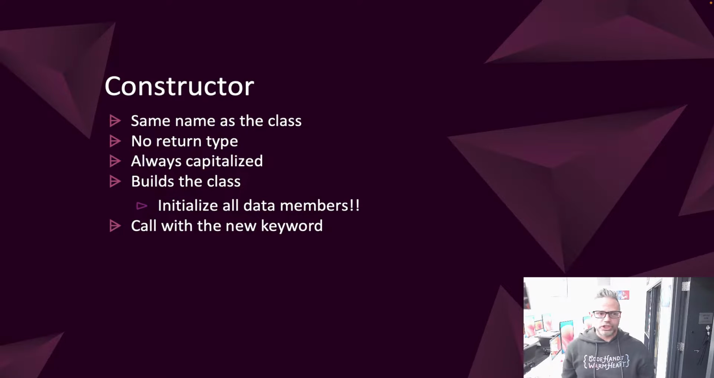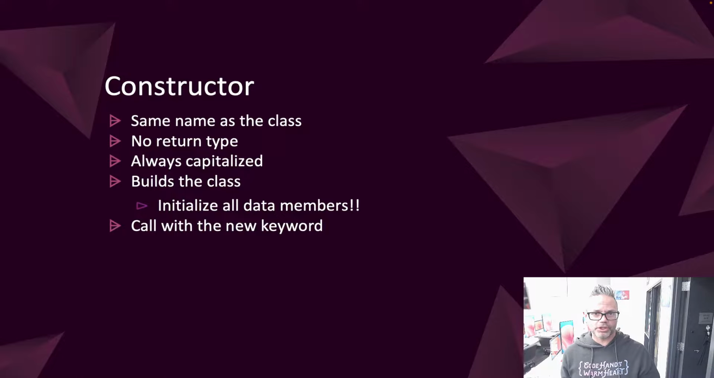When we're talking about objects, we also have the coolness of the constructor. The constructor has a couple rules for it. It needs to be the same name as the class. There is no return type for it. And of course, with good naming conventions, it should always be capitalized. The job of the constructor is to build the class. This initializes all the data members. That way we don't have any null pointer exceptions.